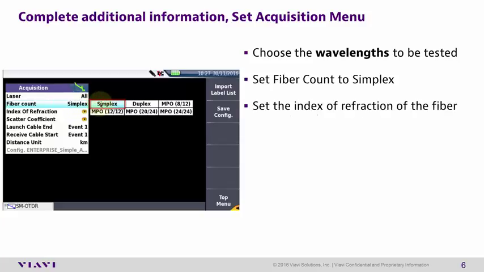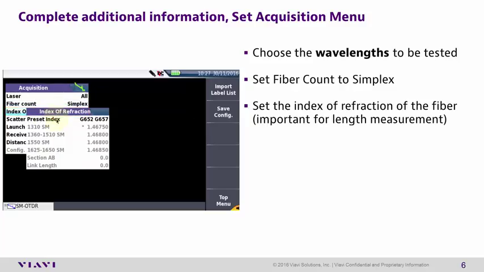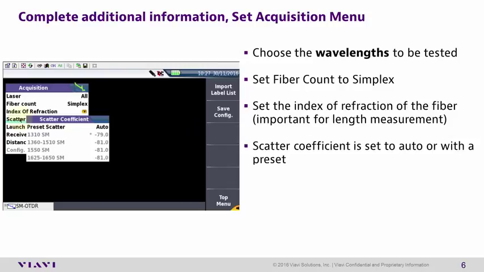It's important to set the appropriate indices of refraction for the fiber being tested. This is especially important for accurate length measurements of the fiber. There are several preset indexes available for common fiber cables. If your cable is not listed in the presets, refer to the specifications provided by the cable manufacturer. Then you can set the index of refraction manually. The default indices of refraction option for the T-Bird 2000 is G652, G657. The scatter coefficient is set to auto when testing.